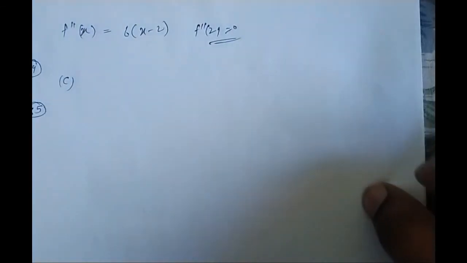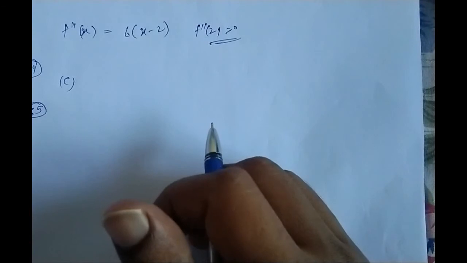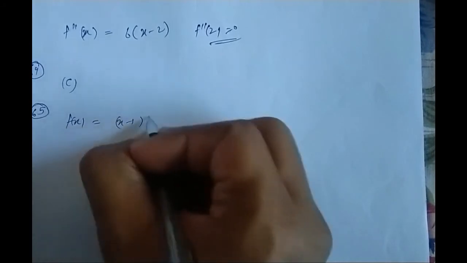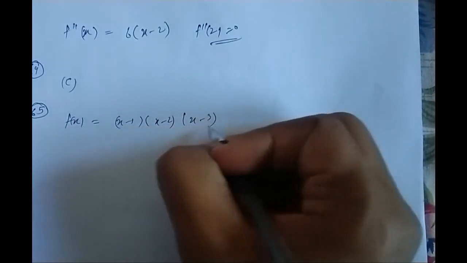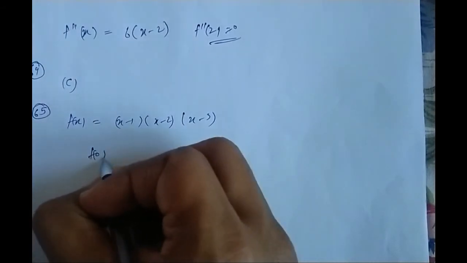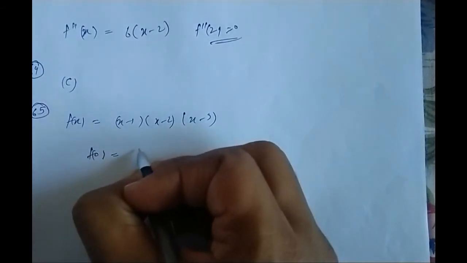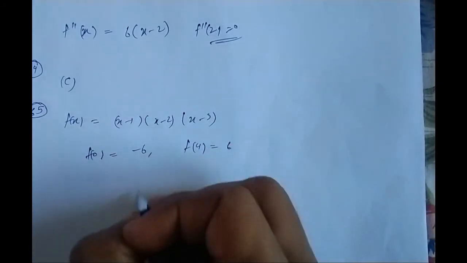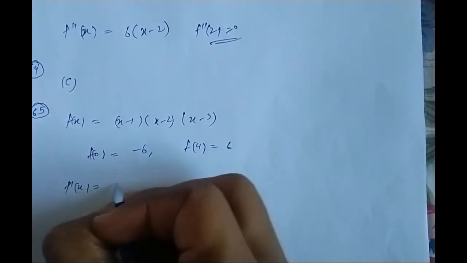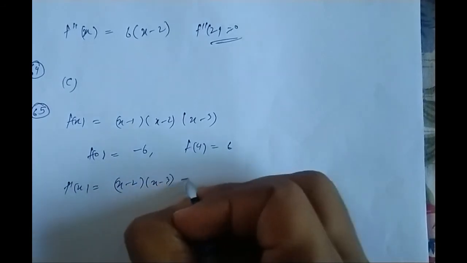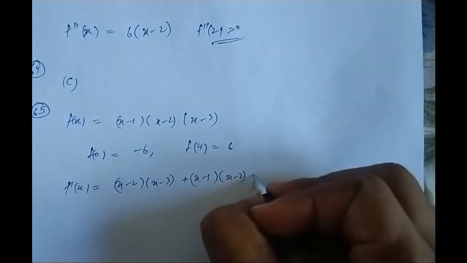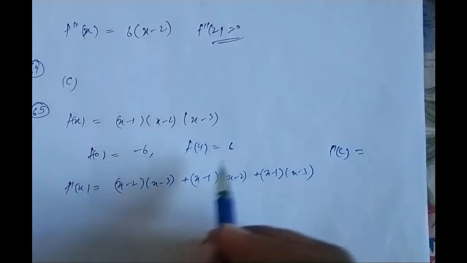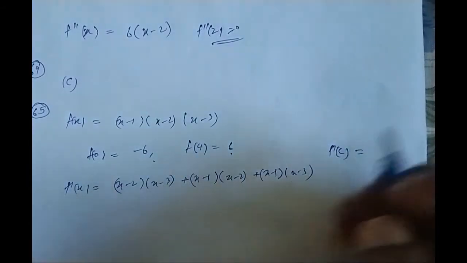Okay, moving to next question, question number 65. For the function f in 0 to 4, the value of c in Lagrange's theorem is. So f(x) over here is x minus 1, x minus 2, x minus 3. So f of 0 is equal to minus 6 and f of 4 is equal to 6. Calculating f dash x is equal to x minus 2, x minus 3 plus x minus 1, x minus 2 plus x minus 1, x minus 3. Also we know f dash c is equal to 6 minus minus 6 upon 4 minus 0, which is 3.